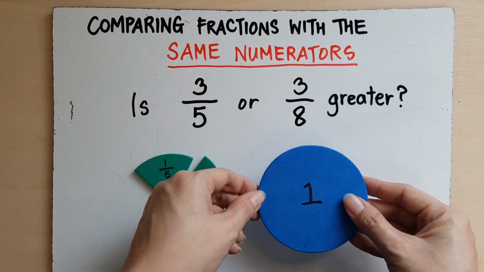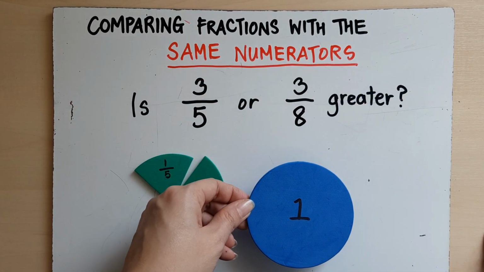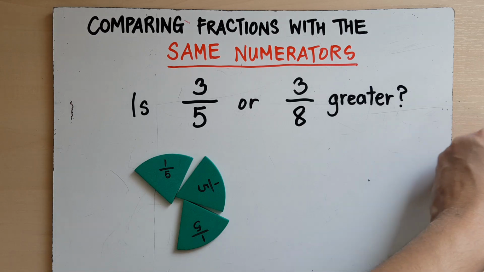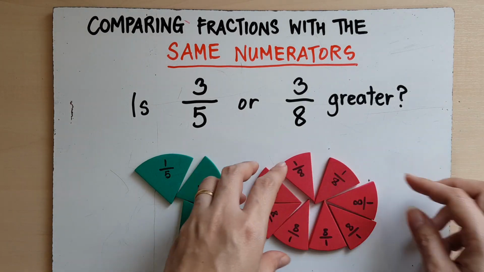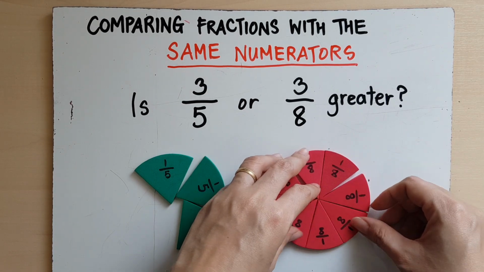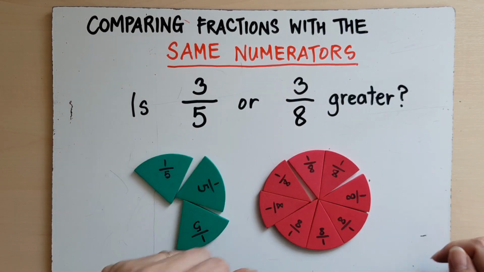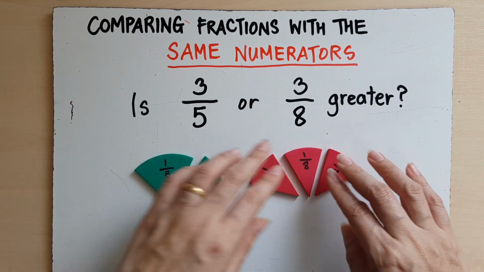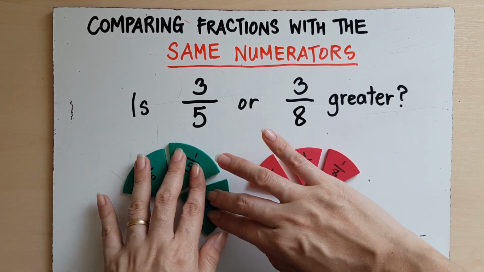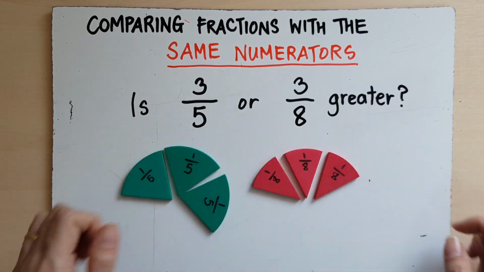3/8 of one whole. If this is one whole, I'm going to cut this whole into 8 equal parts, which will look something like this. Yep. And the numerator tells us how many pieces we are looking at, which is just 3 pieces. 3/8. Now the numerator tells us how many pieces or how many parts we are looking at.